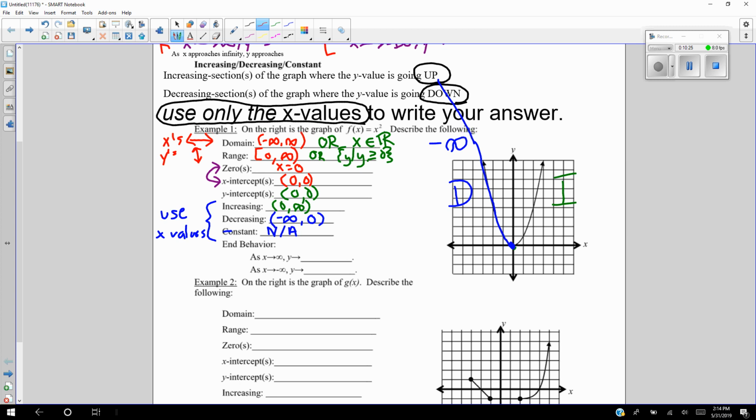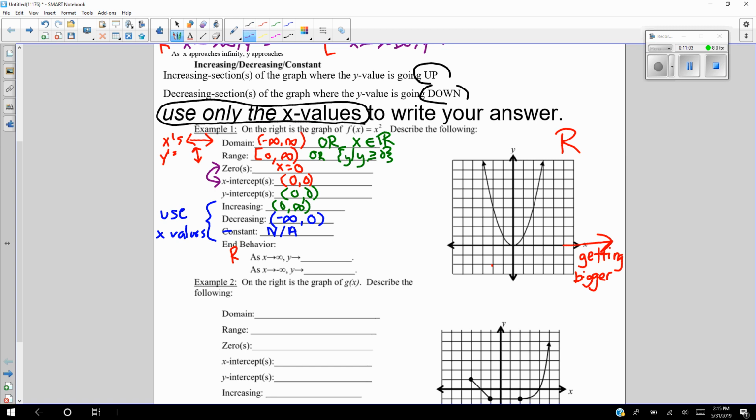And then finally, end behavior. Again, we have two ends to this graph. There's a right end and there's a left end. So let's first look at as x approaches positive infinity. Which end do you think we're looking at when x approaches positive infinity? If you guessed the right end, you'd be correct, because it's the right end where x is getting bigger. As we continue to move to the right, x continues to get larger.